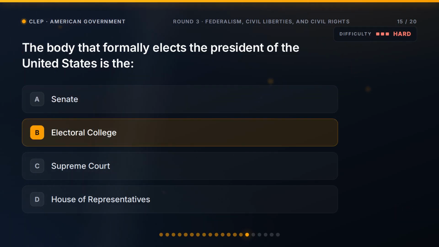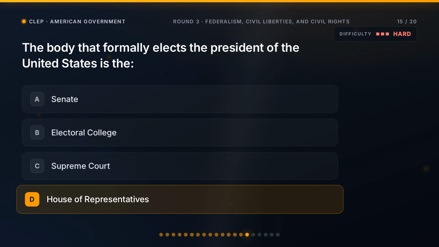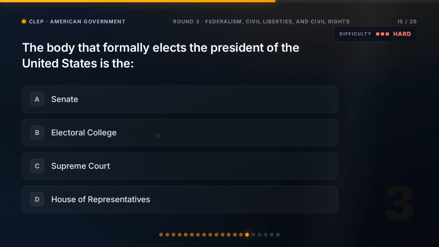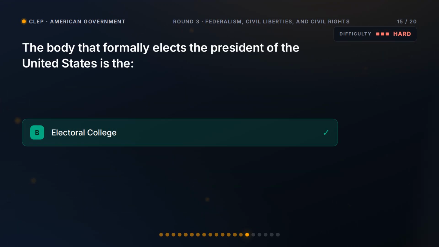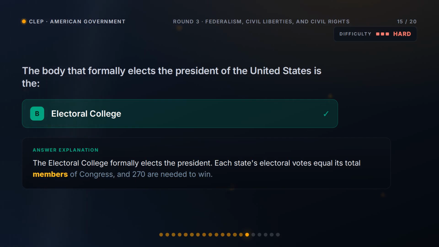Question 15. The body that formally elects the President of the United States is the A. Senate, B. Electoral College, C. Supreme Court, D. House of Representatives. The answer is B. Electoral College. The Electoral College formally elects the President.